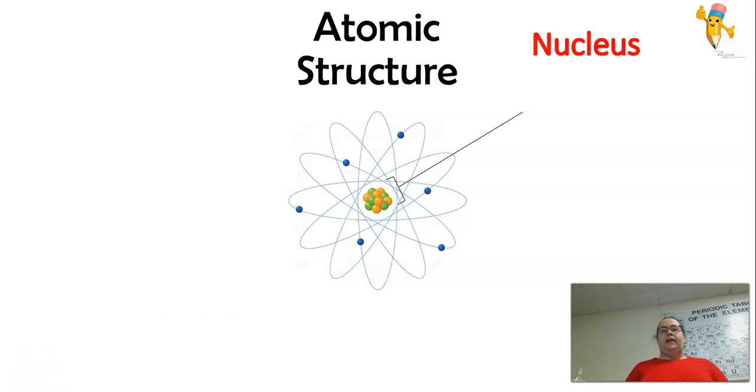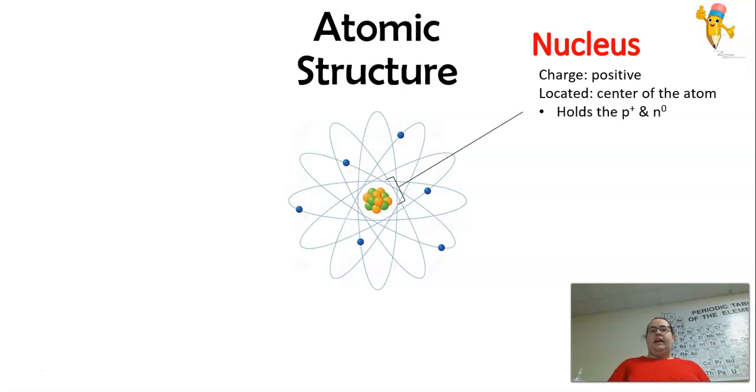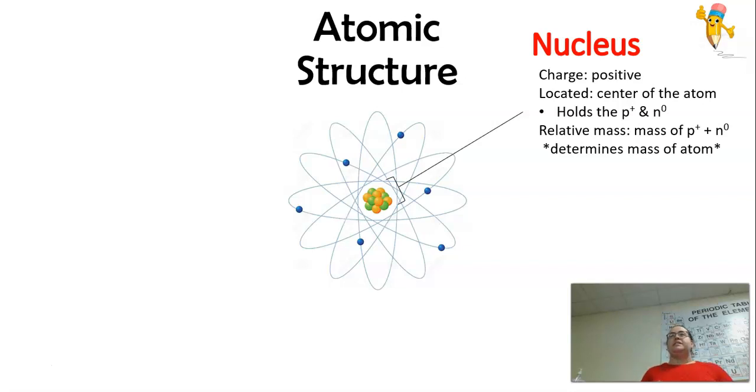Next we're going to look at another piece, which is the nucleus. Like I said, the nucleus is positive because it has your protons in there. It's in the center of the atom. It's going to have our protons and our neutrons together, and its mass is the mass of the protons and the neutrons together. That is what is going to determine the mass of your atom. Every atom can have a different mass.